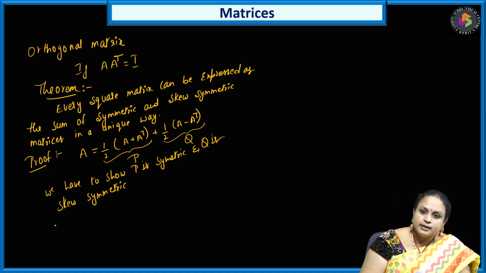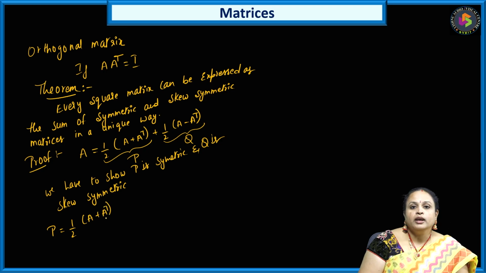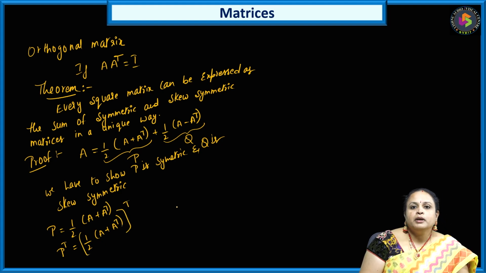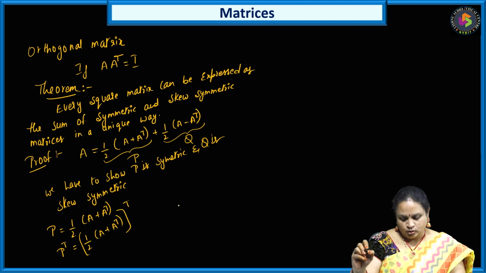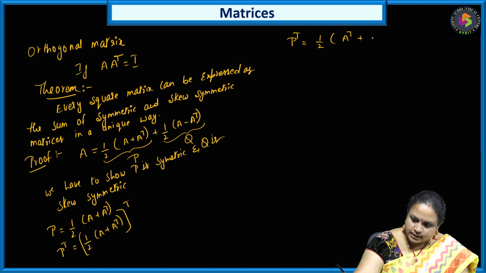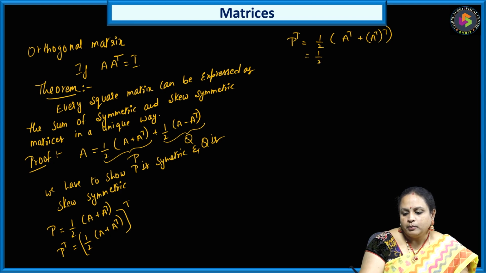Now, let us take the first one, that is P equal to 1 by 2 into A plus A transpose. Apply transpose on both sides. P transpose equal to 1 by 2 into A plus A transpose whole transpose. Now what is this equal to? P transpose equal to 1 by 2 into A transpose plus A transpose whole transpose. That is nothing but 1 by 2 into A transpose plus A.